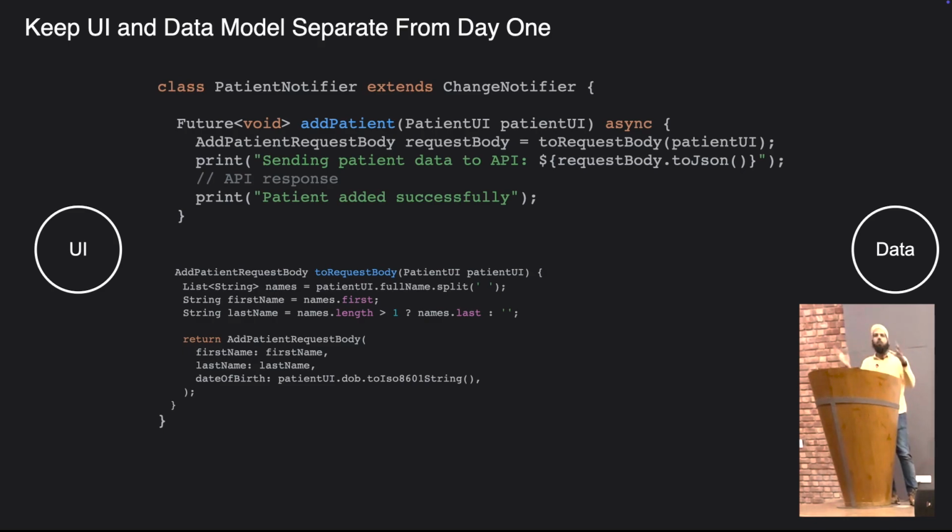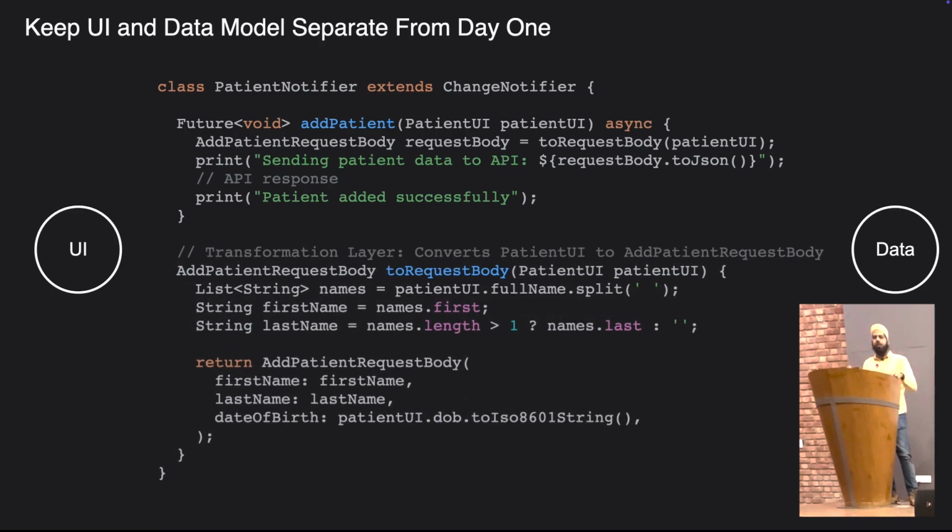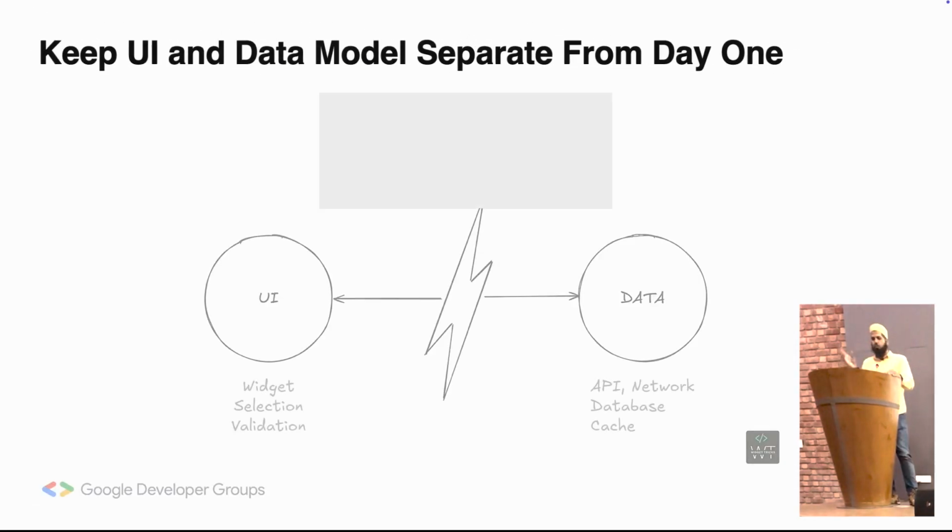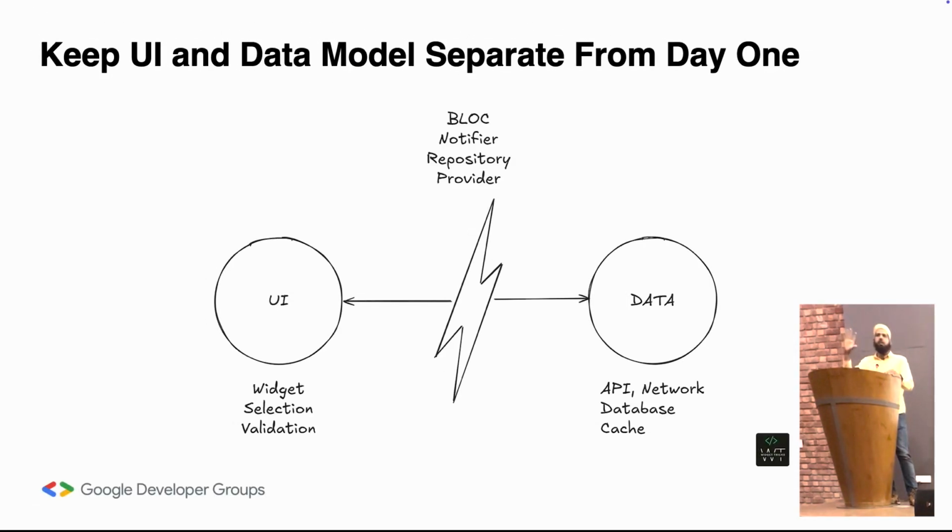So this is what I'm talking about, to add a layer in between your UI and data, and then transform it from UI to the data layer. So this would work as a bloc, notifier, repository, provider, whatever you call it. There is a widget where you have a selection, validation, and then there is an API, network, database, cache.